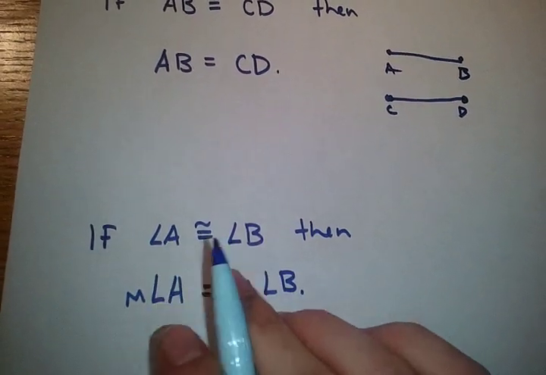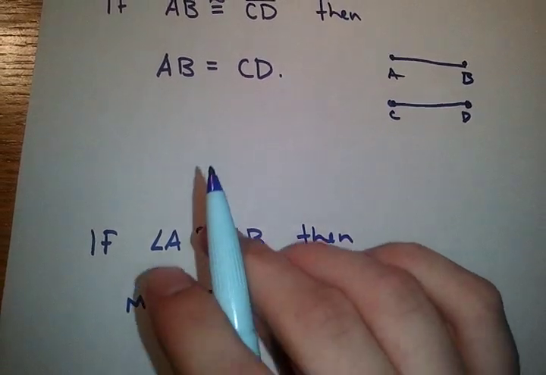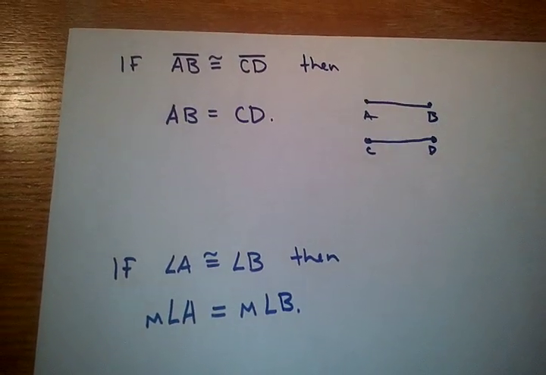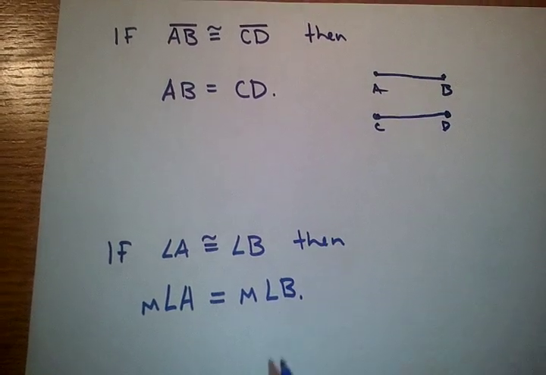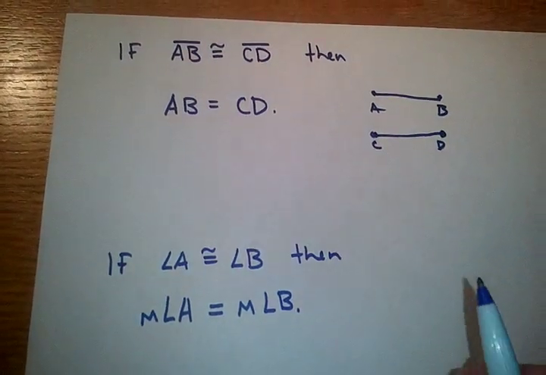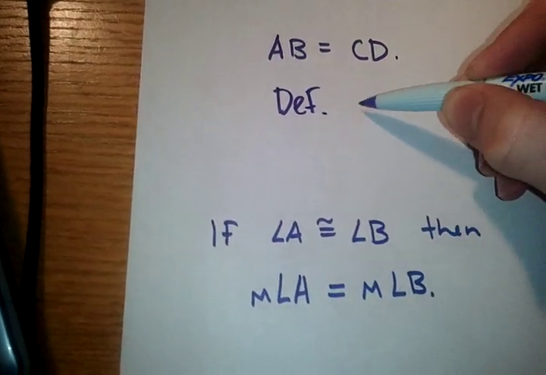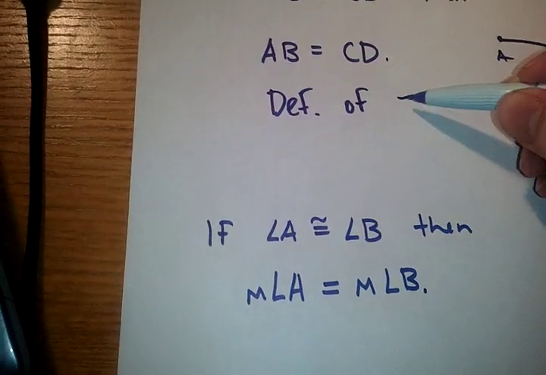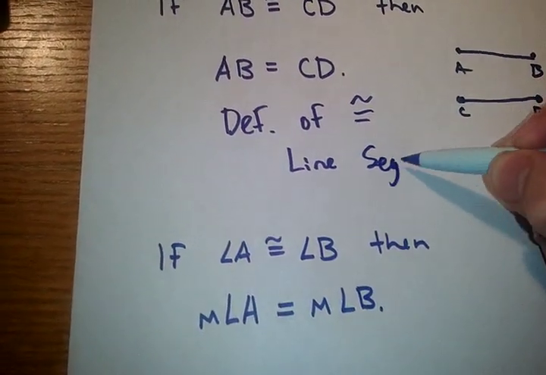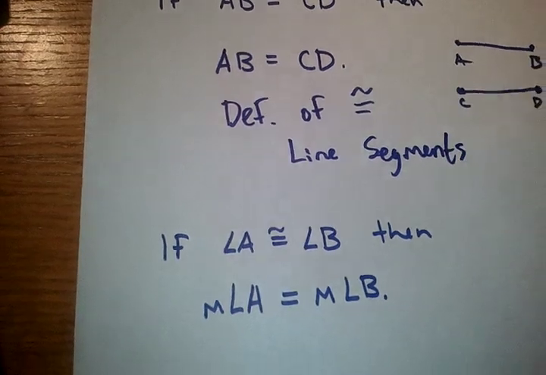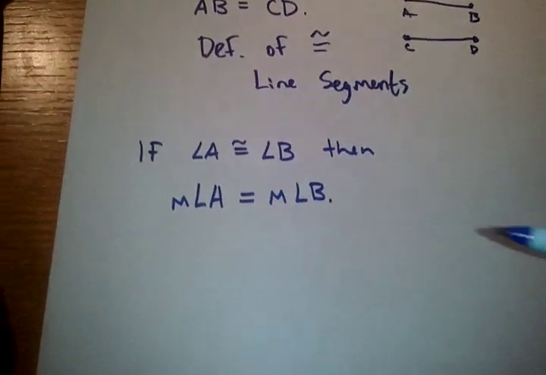If angle A is congruent to angle B, then certainly their measures are the same. So when we use congruence, we're typically talking about angles, lines, shapes, and we reserve equality for numbers. This top one is the definition of congruent line segments. And down below, the definition of congruent angles.